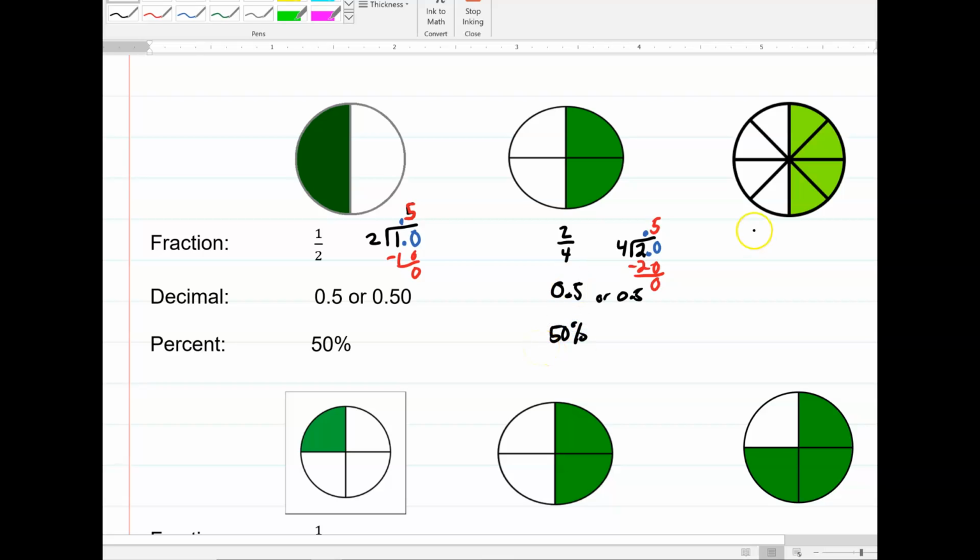Those decimals, fractions are equivalent. What about this one? I got 4/8. Hopefully you recognize, wait, 4 is half of 8. Shouldn't that just be 0.5 and 50%? Absolutely, right? And again, you can prove it mathematically. Take the denominator 8, try and put it in the numerator. You'll notice you can't do it.